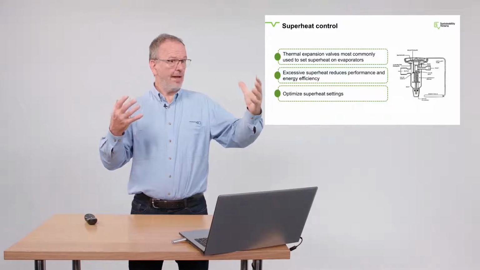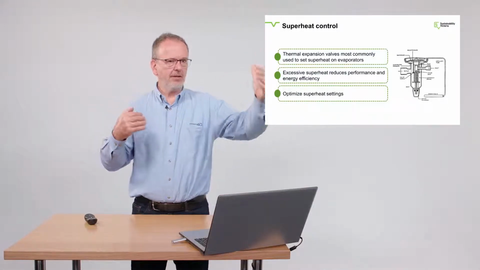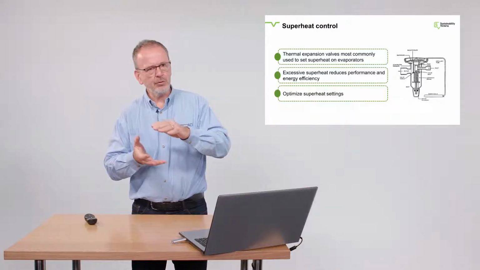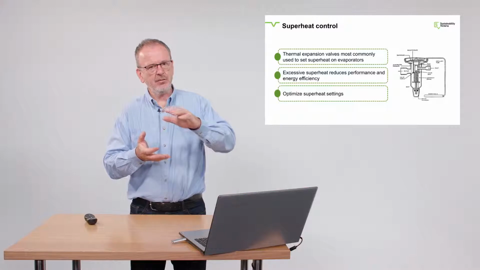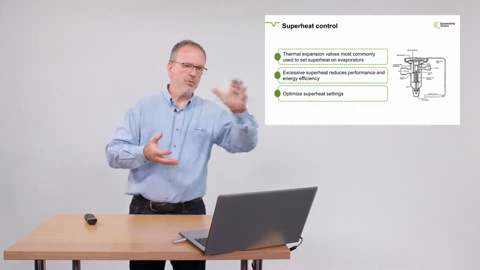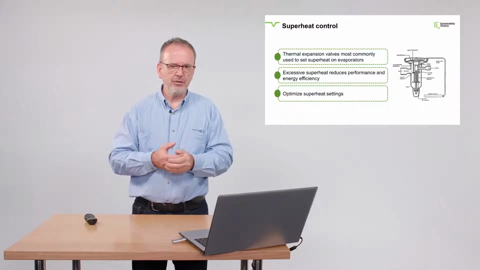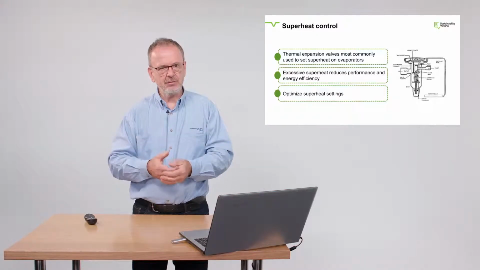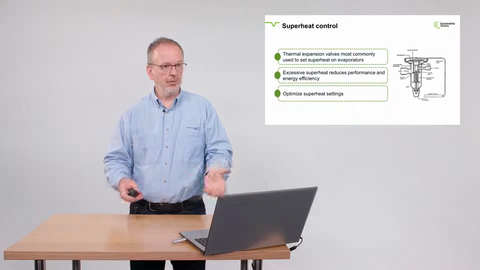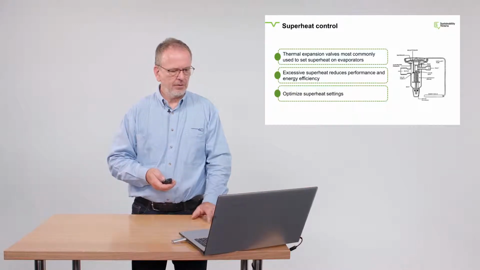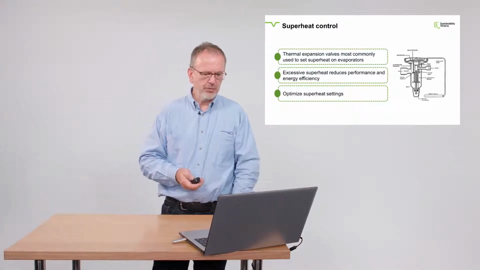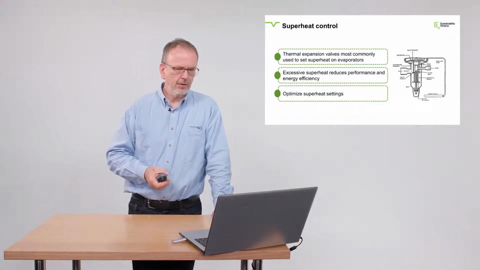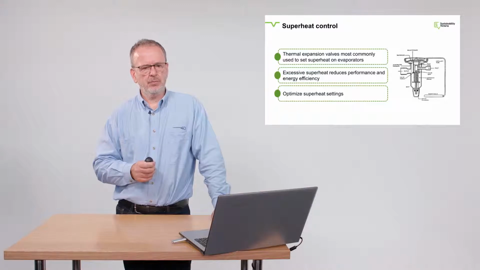Now, if you overdo that and you put way too much heat in there, it basically means that potentially half the coil is dry and only half the coil is actually full of refrigerant. The rest of the coil is used to heat up the refrigerant, and that is inefficient. So your compressor becomes less efficient, and you have a smaller evaporator. So excessive superheat reduces performance. Insufficient superheat will potentially damage your compressor. So it has to be optimally set.